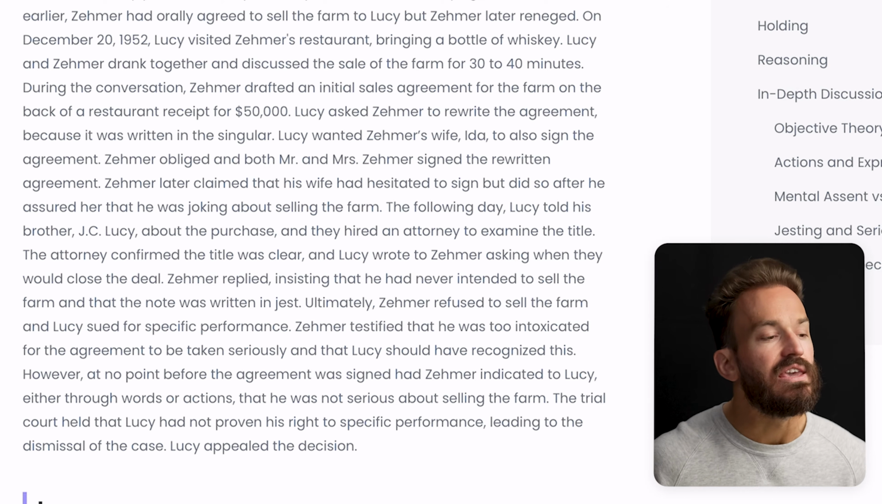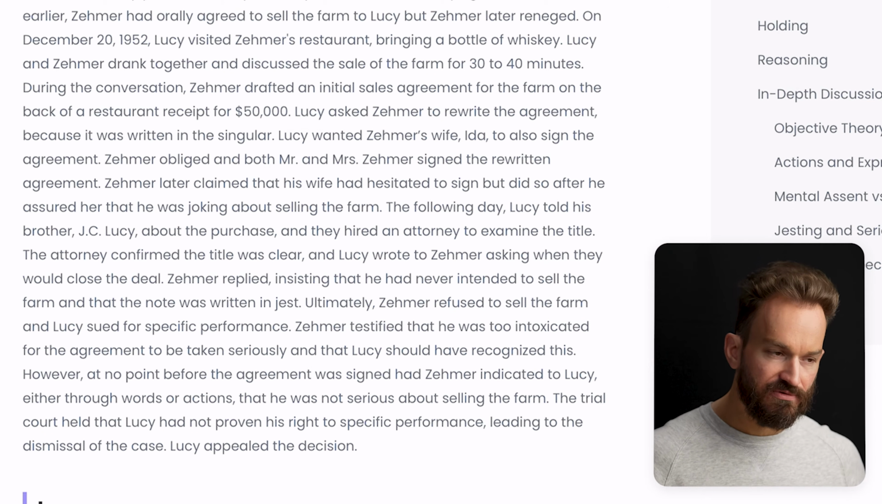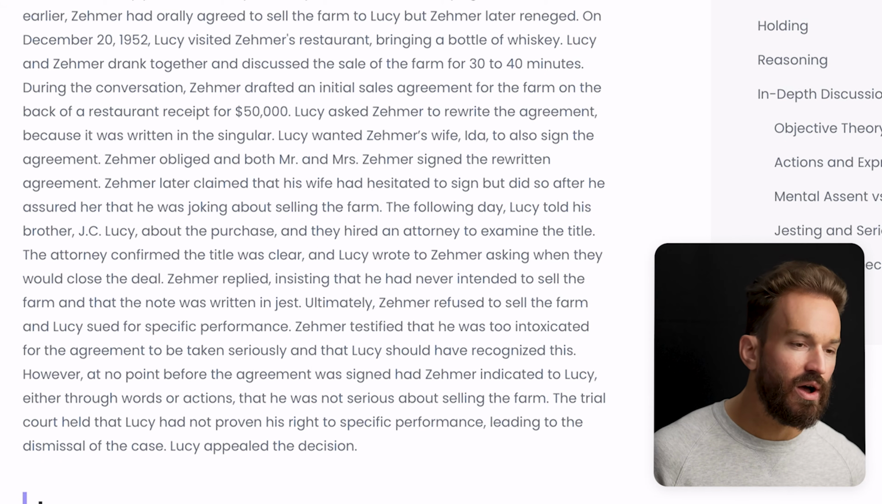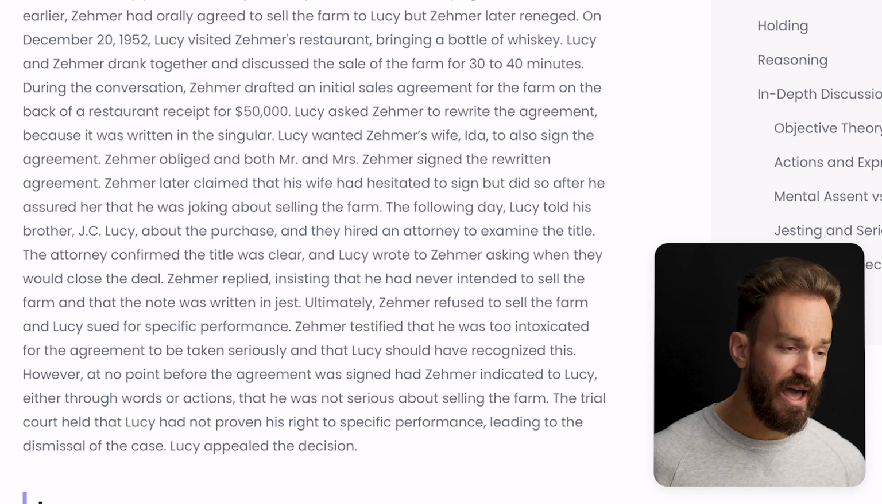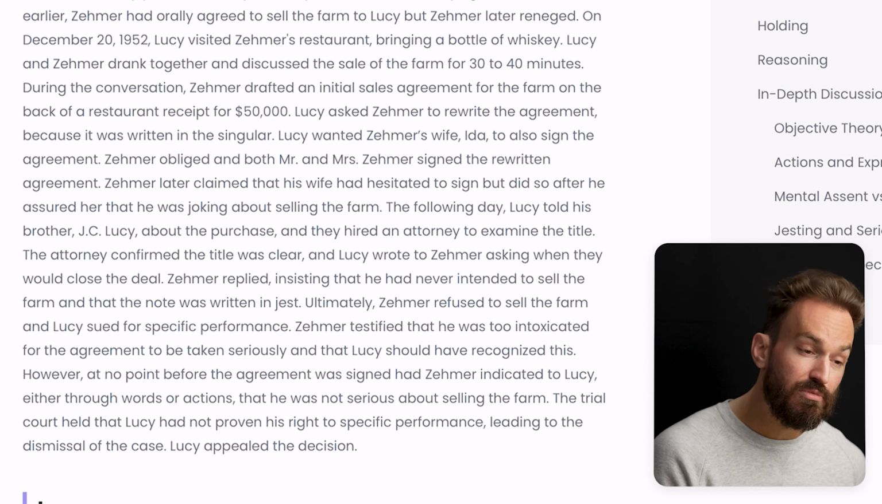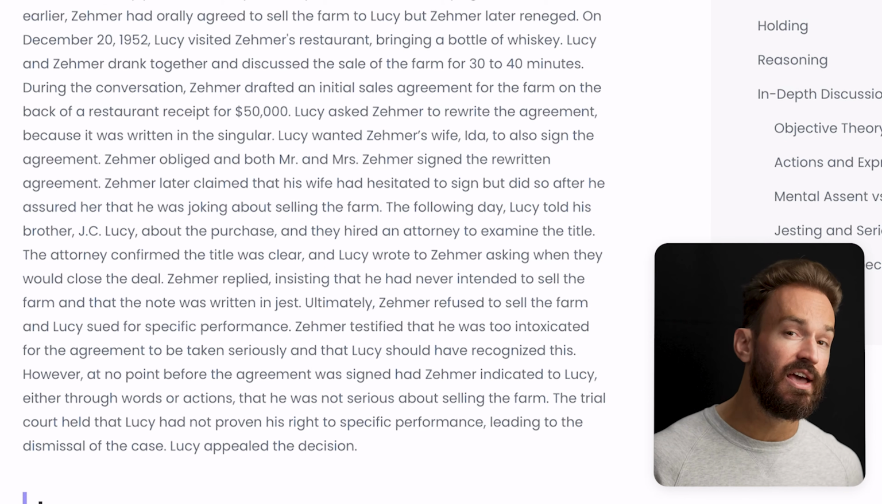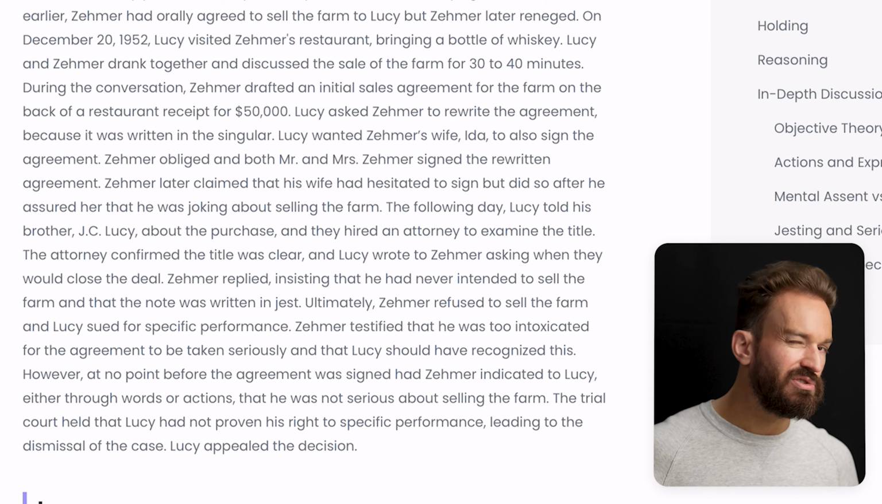Okay, so these are like the key facts, right? Basically, we have the Ferguson Farm, 470 acres. It's obvious that Lucy wants this farm. Years before the night in question, we know that Zehmer and Lucy had orally agreed to sell the farm to Lucy, but Zehmer kind of backs out of the deal at the last second. So it's obvious Lucy wants this farm.